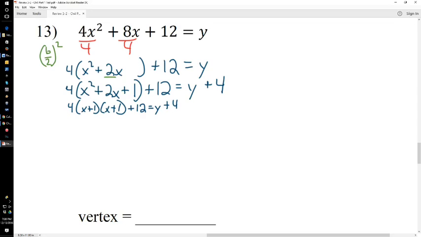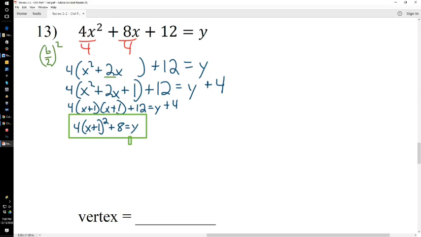And then I'll drag the 4 over and combine the two binomials together. So 4 times x plus 1 quantity squared. Subtract the 4 over, this becomes an 8 equals y. All right? And now that is vertex form right there. That is the vertex form of your quadratic.